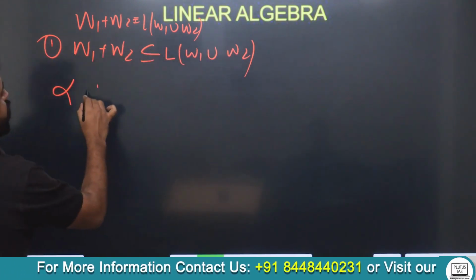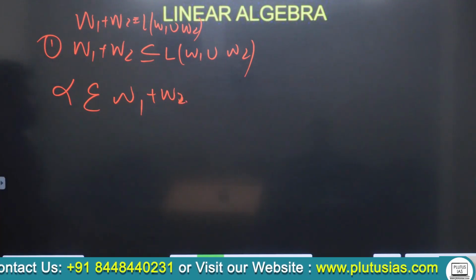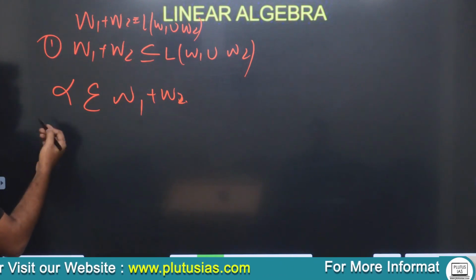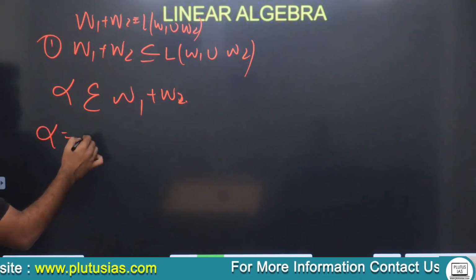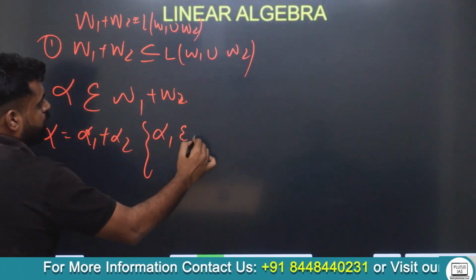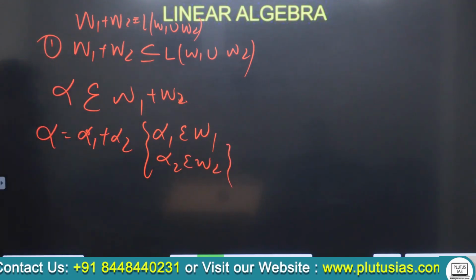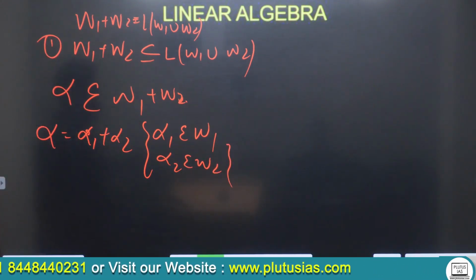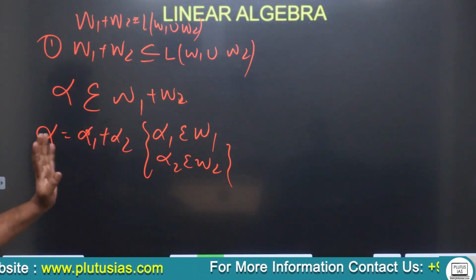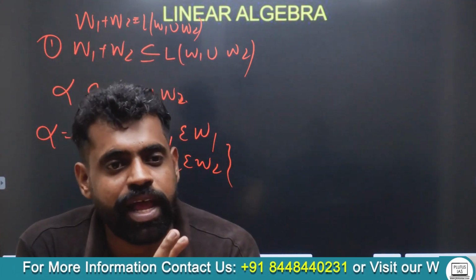Same thing, we take an element W1 plus W2. Okay, so alpha would be of the form alpha equal to alpha 1 plus alpha 2, where alpha 1 belongs to W1 and alpha 2 belongs to W2. Okay, अब हमको क्या दिखाना है? लीनियर स्पैन ऑफ दिस.